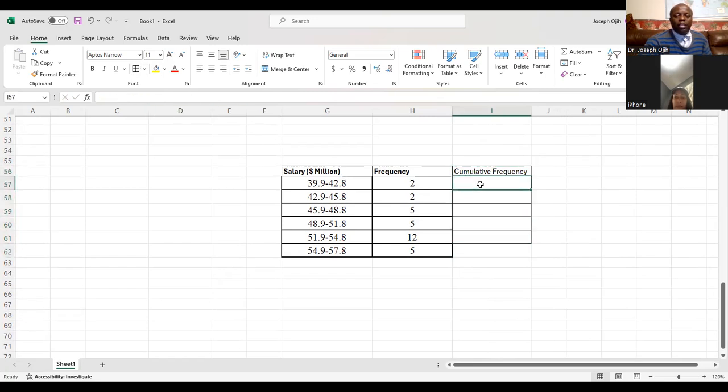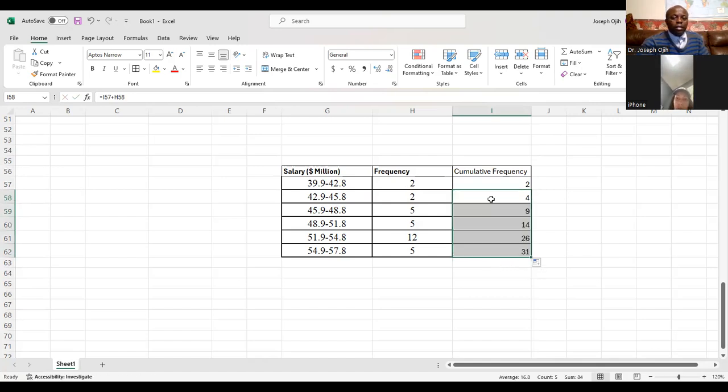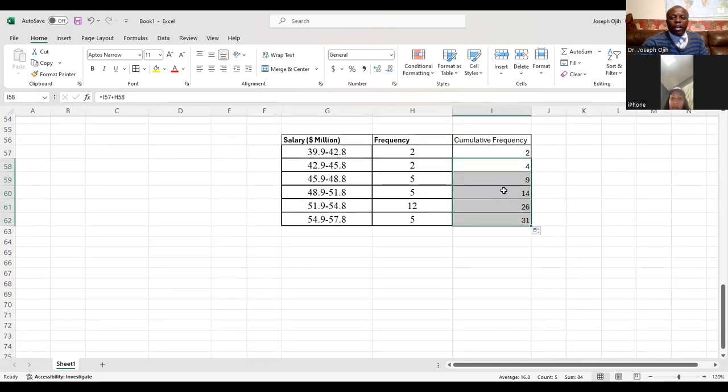The first number, like I explained in the class, will be the same number as the frequency. For the second number, you add to the next number. So to do that in Excel, put equal sign, click on the first number, then click on plus sign, then click on the next number. So you add to the next number to get the cumulative frequency, like I showed you in the class. Enter this, and then double click or drag it down to get the rest of them. And this is what you need to get your ogive.